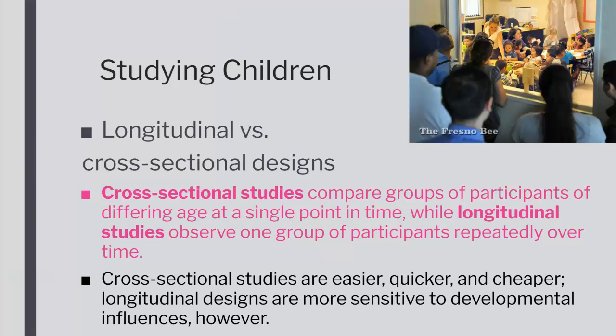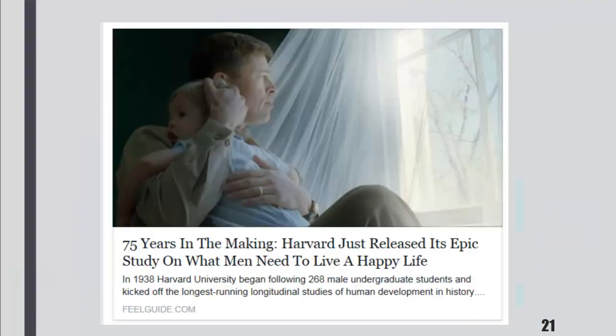How do we study children? We look at longitudinal and cross-sectional studies. Remember, in a longitudinal study, you're studying the same group of people over a long period of time, and then you check in on them periodically. Cross-sectional, you're using groups of participants of differing ages at a single point in time, and you just check where they are right there. Cross-sectional studies are easier, quicker, and cheaper, but they have lots more extraneous variables because you have lots more people involved.